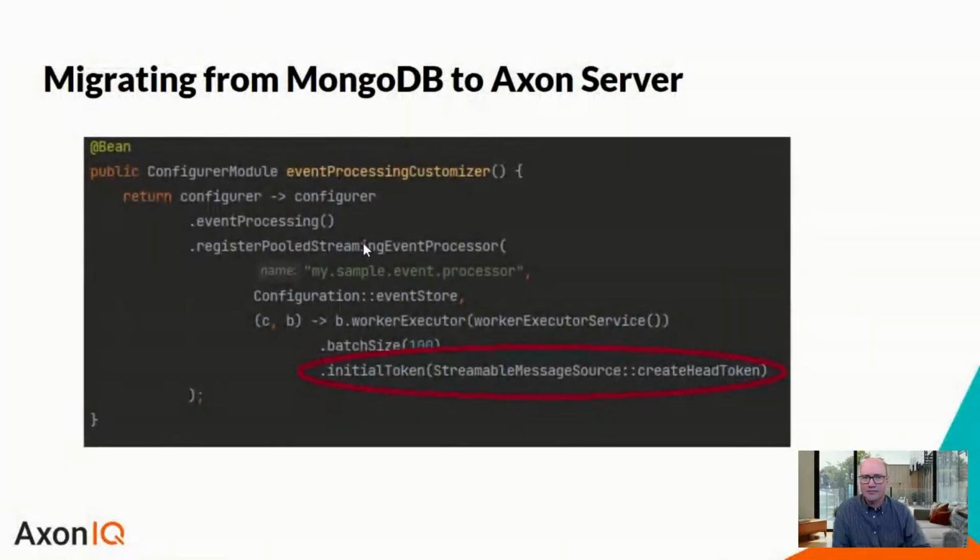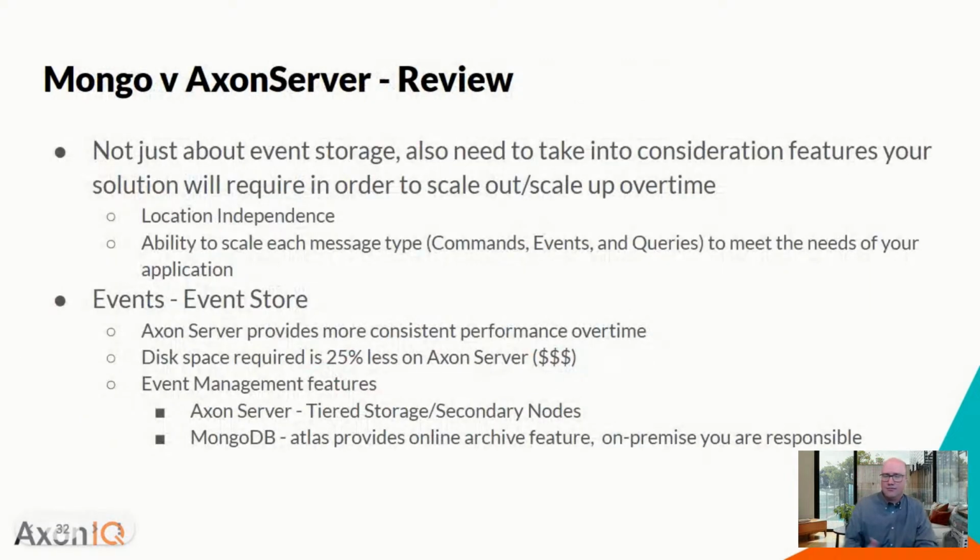So, all right, let's get back to my presentation here. In review, if you're comparing Mongo to Axon Server, this is not just about event storage. That's maybe the jumping off point, because you've got to have an event store to do event sourcing. It's a need, and you're possibly not scaling your application up or out at that time. But you've got to think about where you think your system is going to be a year from now, 2 years from now, and what you're going to need to make that happen.